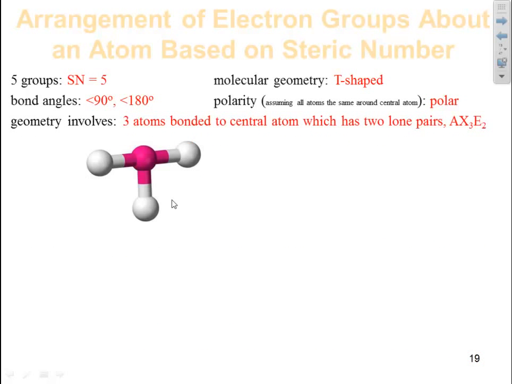This is 3 atoms bonded to the central atom, which has 2 lone pairs, an AX3E2 arrangement. Example, ClF3. We have the 2 fluorides at the axial, and then we got 1 fluoride on the equatorial, and then we got the 2 lone pairs on the equatorial. You can see the angle on this is about 87 degrees instead of 90.